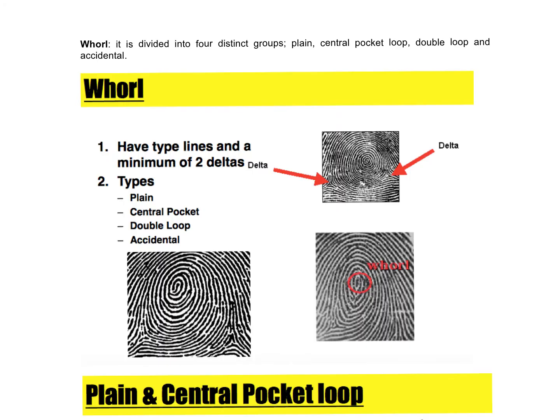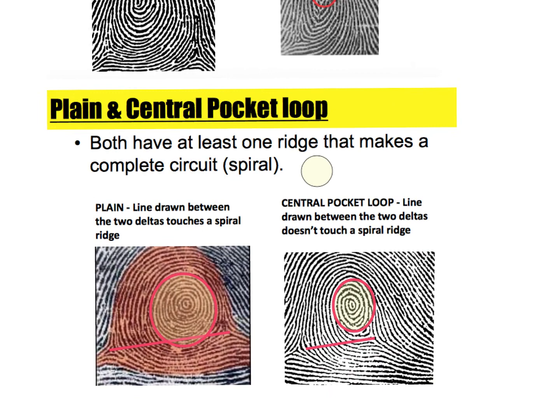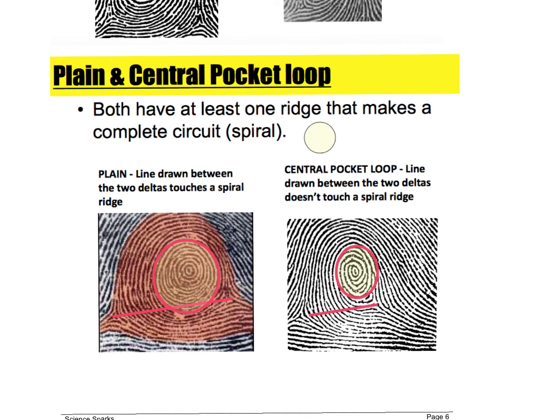Alright, the second type of prints would be whorl, which has 4 distinct groups: plain, central pocket loop, double loop, and accidental. Now, common characteristics, they have tight lines and a minimum of 2 deltas. Okay, so first one, the plain and central pocket loop. Both have at least one ridge that makes a complete circuit.